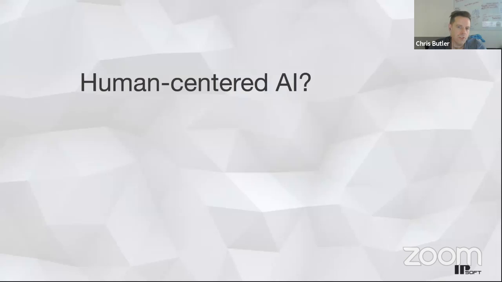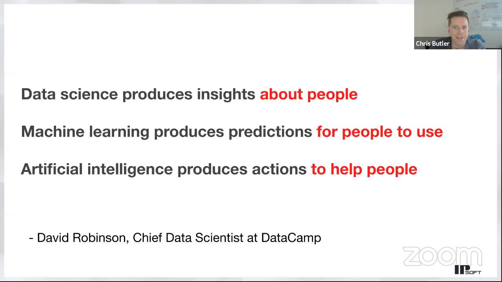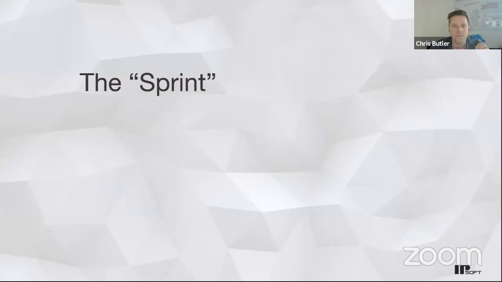And when we start to talk about why we're talking about prototyping, it's because we want to build things that are human-centered in some way. And so I would take this definition again, and I would add people to it, right? So data science is about producing insights about people in some way. Machine learning is about producing predictions for people to use in some way. And AI, in the end, is to produce some action that helps people. It's not about the system just going off and doing things on its own, right? It's about people in the end.